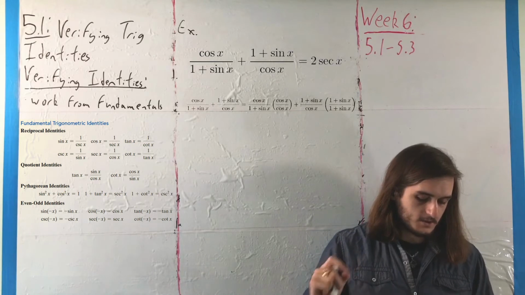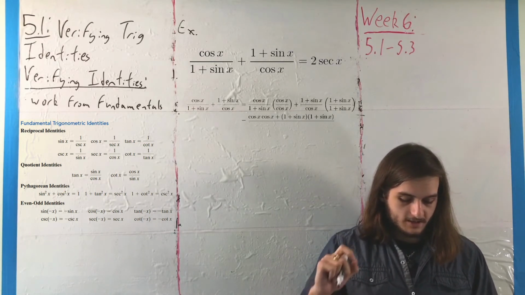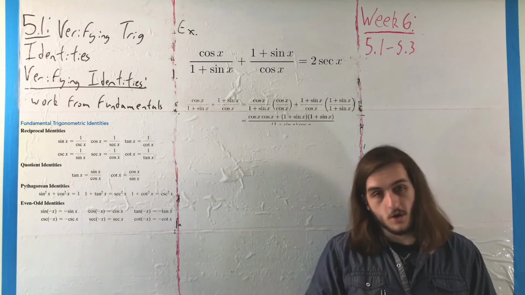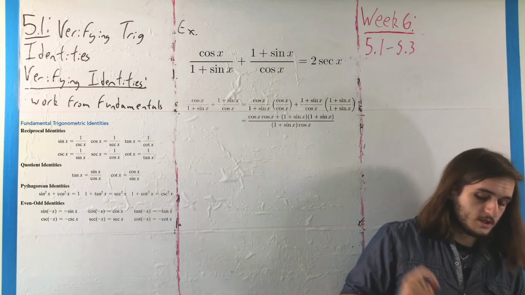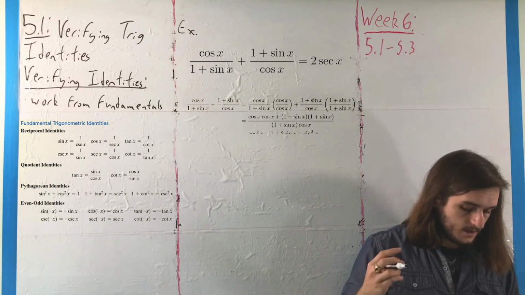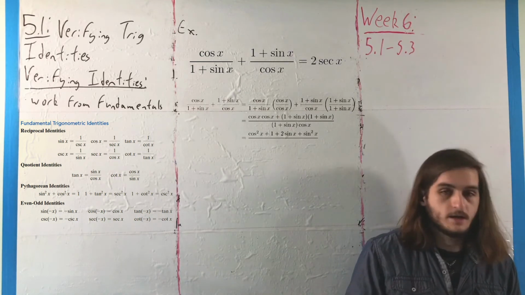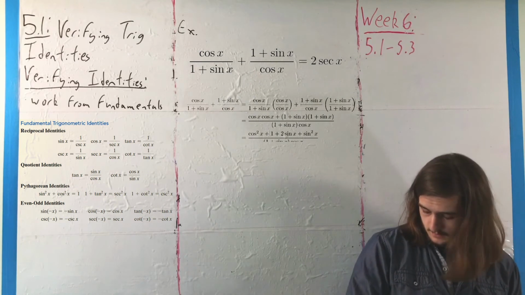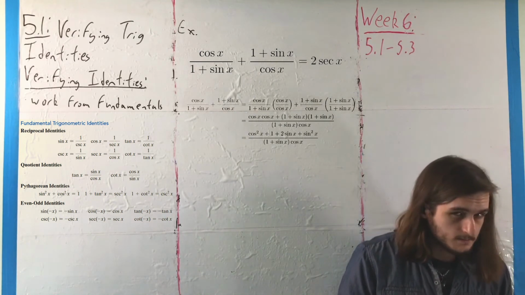That is a form cosine times cosine plus 1 plus sine times 1 plus sine, all over 1 plus sine times cosine. Where if we start pulling those terms together, the cosine cosine becomes a cosine squared. The 1 plus sine squared becomes 1 plus 2 sine plus sine squared. And then the bottom, for reasons that will remain mysterious for now, we're not going to simplify.